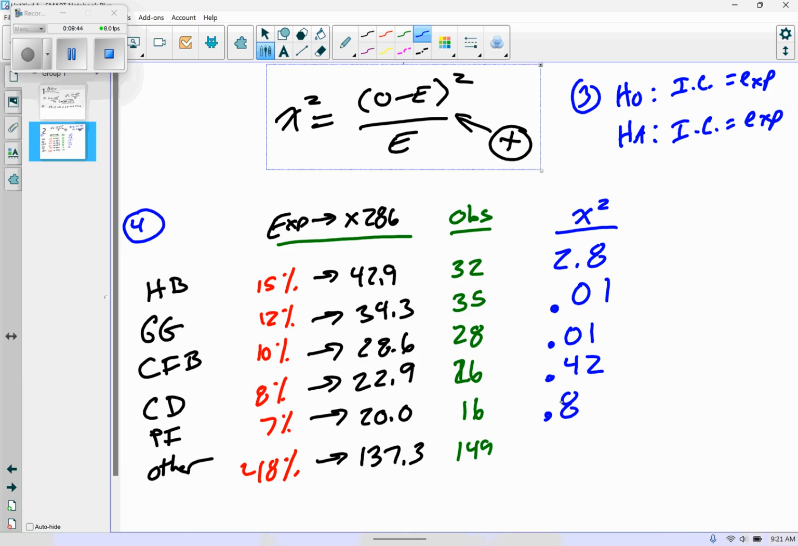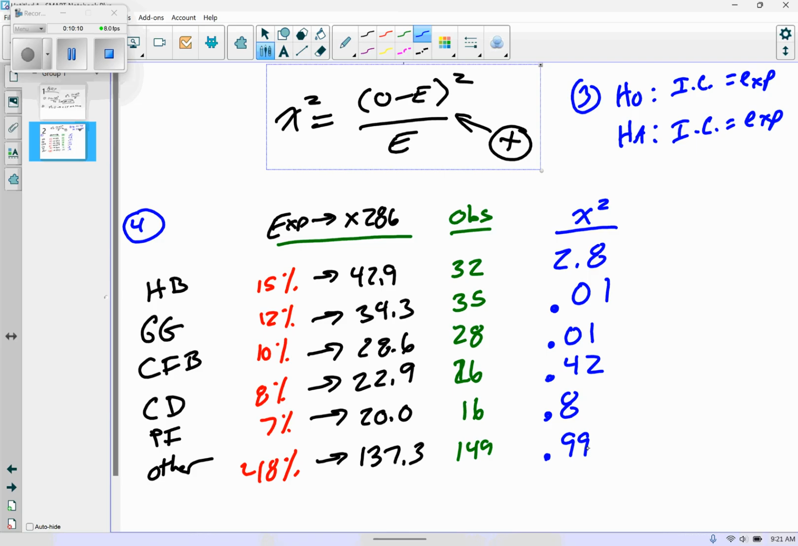And then the last one, 137.3 minus 149, 11.7 squared divided by 137.3. That's 0.99. All right, so that's how you would do number 4.